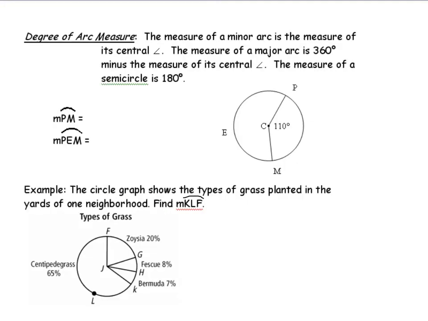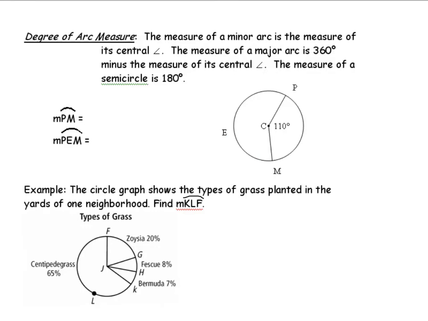So just to recap the degree of your arc measure: the measure of any minor arc is going to equal the measure of my central angle. And that means that the measure of any major arc that we're working with is going to be 360 degrees minus the measure of my central angle.